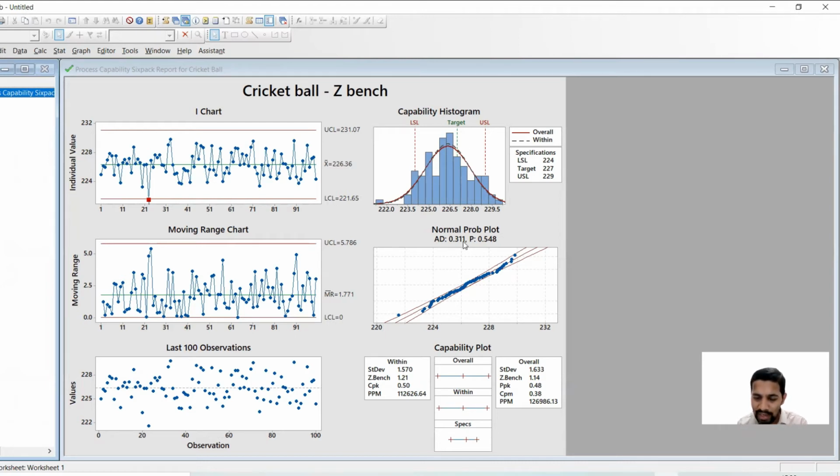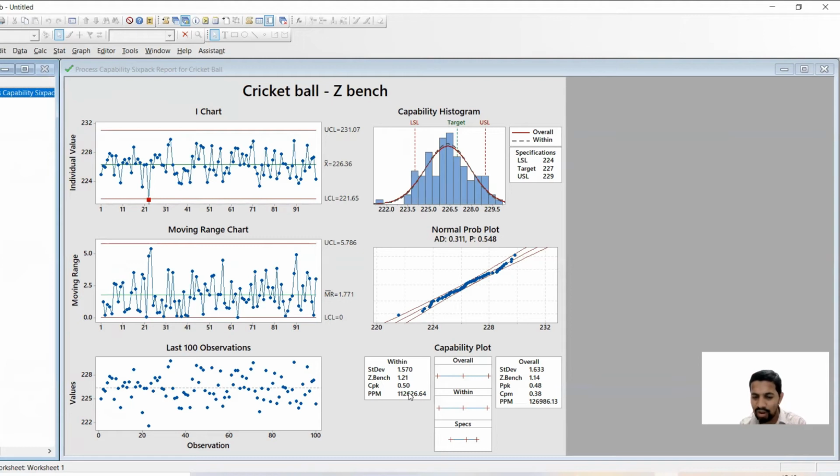Okay, let's talk about another element called the normal probability plot. A equal to 0.3 and P equal to 0.5. Let's also compare what the data tab gives. So this is the value within and overall. We always need to see within, mainly because it is based on the data within a pool of data, right? So standard deviation equal to 1.5. As you can see, that is more standard deviation. Why? Because the width is more. And Z bench, the sigma value is 1.21. This cricket ball is operating at 1.21 sigma. There is still a lot we need to improve on the sigma value.